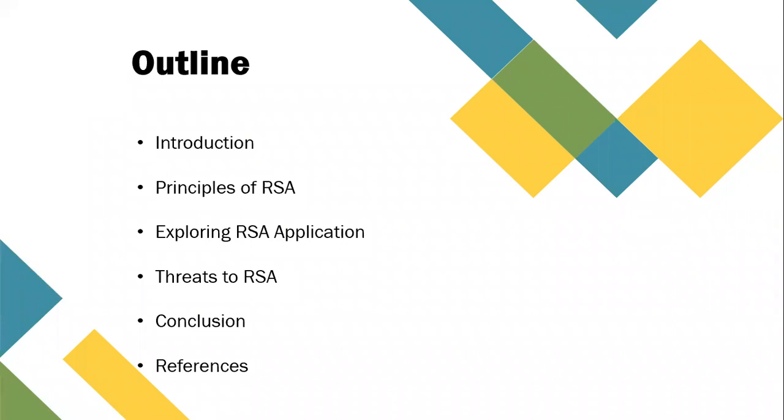So the outline of our presentation is as follows. First, we'll give a brief introduction of what RSA, the public key crypto system, is. Then we'll talk about the fundamental principles of RSA. Further, we'll explore the practical applications of RSA. Later, we will see what the potential threats to RSA are. And finally, we will conclude.